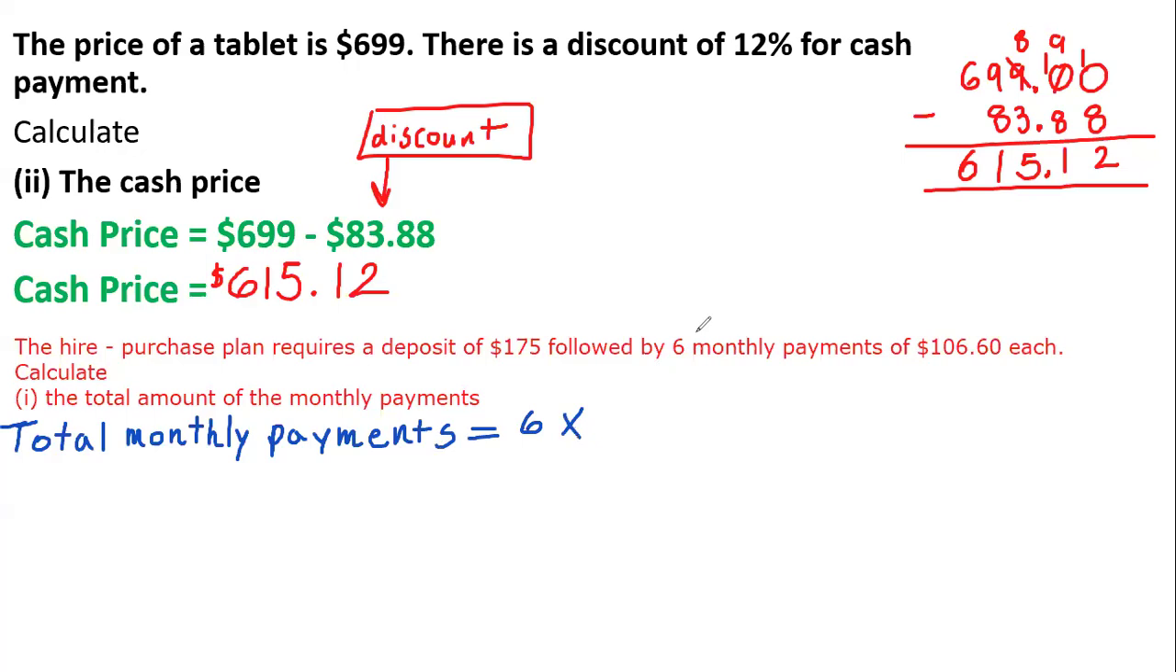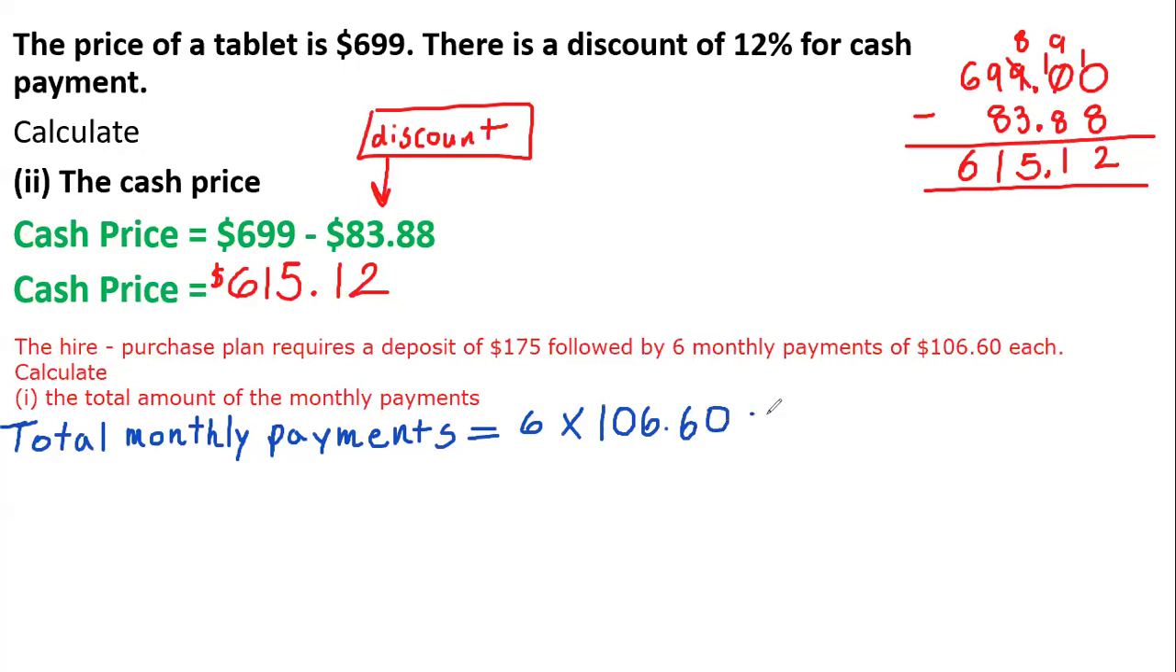What is the amount per month? Every month you pay how much? $106 and 60 cents, right? So $106.60.